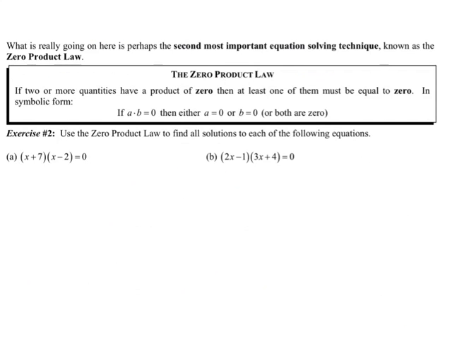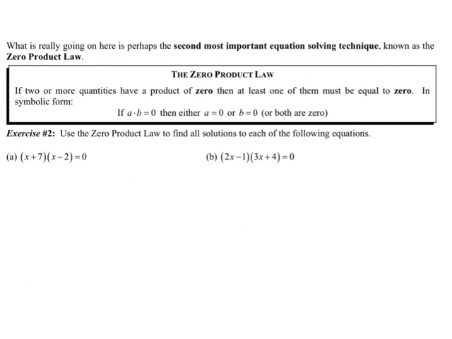What is really going on here is perhaps the second most important equation solving technique, known as the zero product law. If 2 or more quantities have a product of 0, then at least one of them must be equal to 0. In symbolic form, if a times b equals 0, then either a equals 0 or b equals 0, or both are 0. Use the zero product law to find all solutions to each of the following equations.